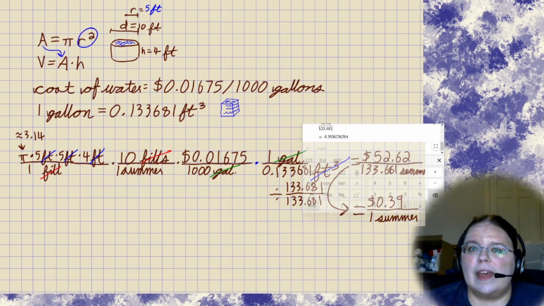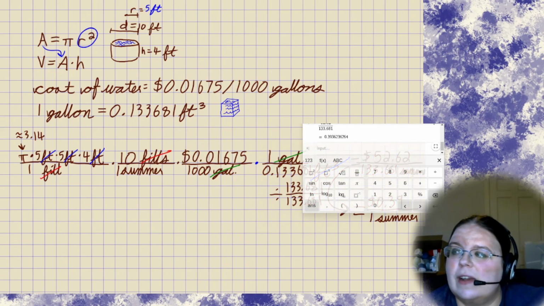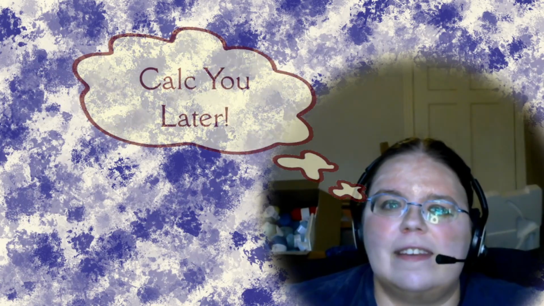So it turns out that that pool, to fill it and drain it and fill it and drain it 10 times over the course of the summer would cost 39 cents, which I think is a deal for being able to beat the heat. Calculator!